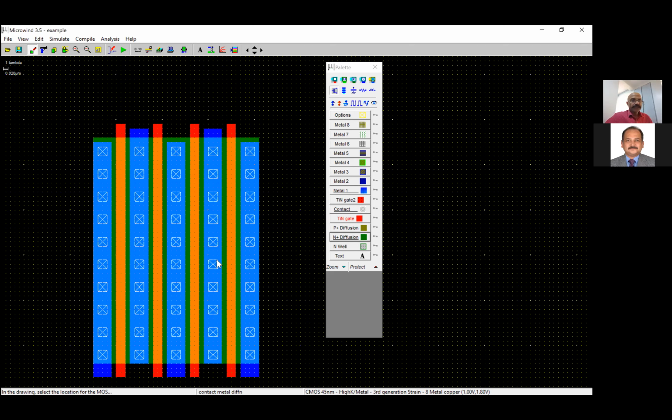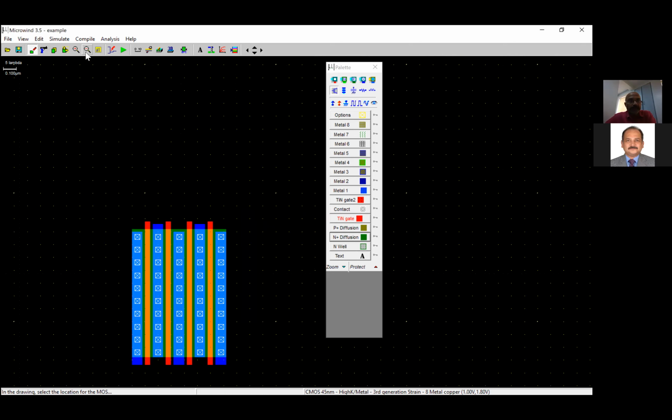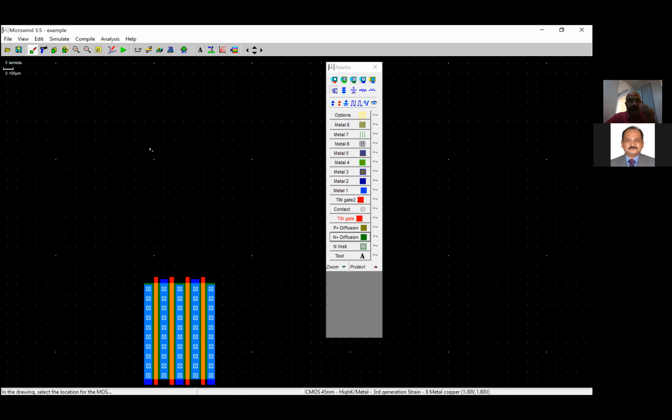So it's up to your choice. You can make this in series or in parallel. Okay, so we plan to do it in parallel. I just zoom out and align this on the bottom side of the screen so that I can place the PMOS on the top side.